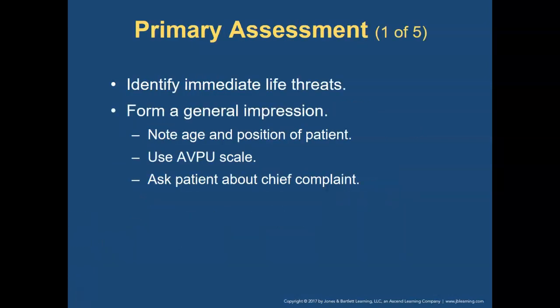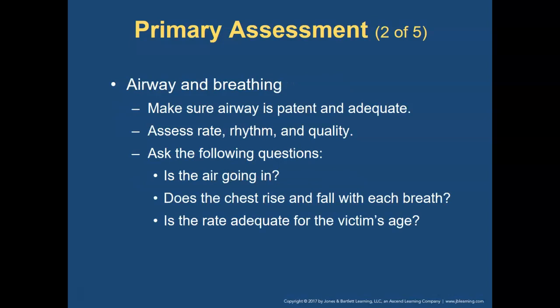Identify immediate life threats, big time primary assessment. We want to make sure we are able to reverse anything that puts our patient at immediate life threat risk. Form a general impression, so age and position of the patient. Overall, we want to think about their level of distress, age and position. Calm or anxious, we would definitely want to get their LOC, so AVPU. We want to ask about their chief complaint.